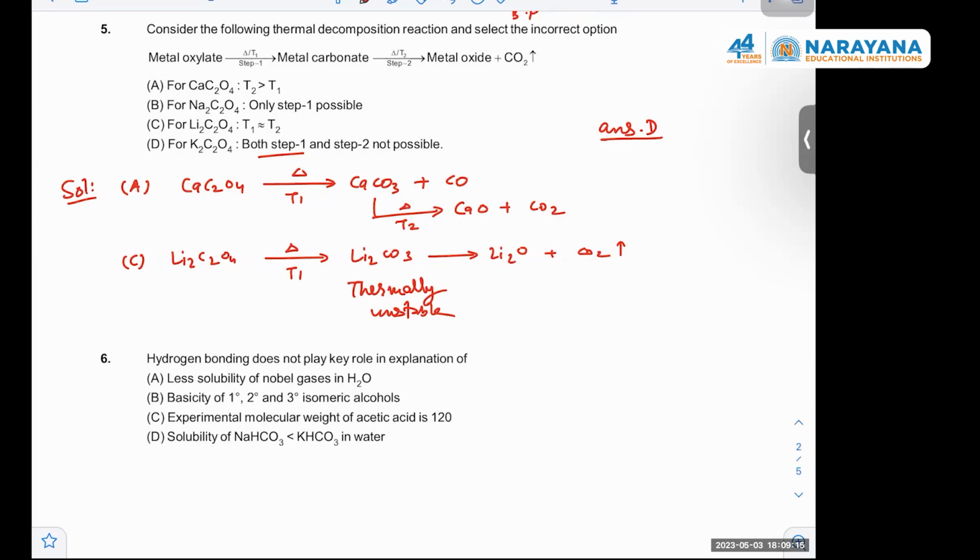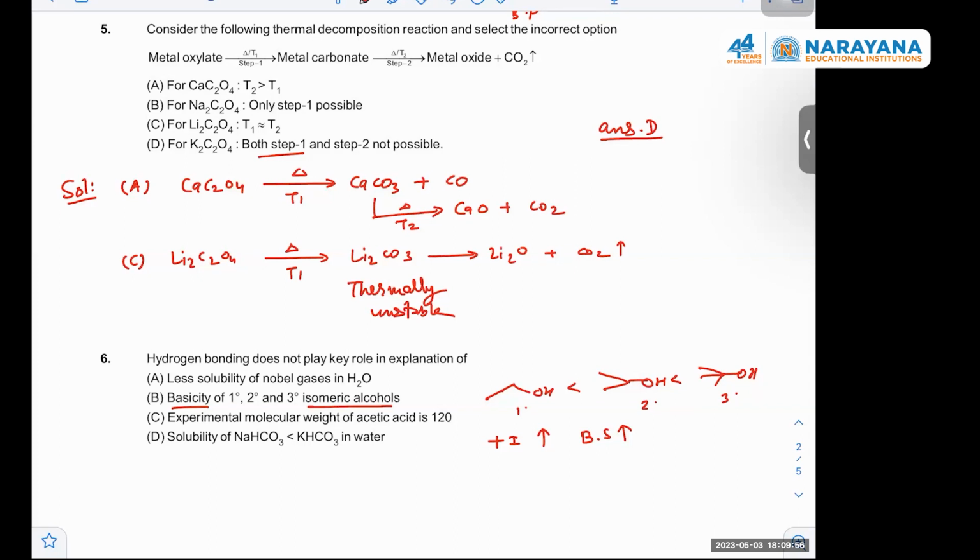Now for option B, first of all, the basicity order of isomeric alcohols is like this: primary alcohol is having less basic nature, and the basic nature is increasing. We can directly write it in this pattern. It is very simple to explain by the inductive effect, plus I. The plus I power is increasing, so basic strength will be increasing. So no exception is being created in this order.